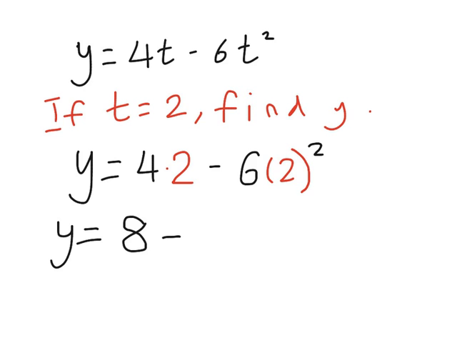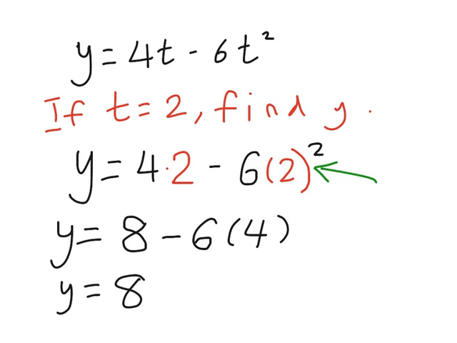We know from our order of operations that the square, right here, has higher priority. It goes first. So we do 6 times 2 squared. 2 squared equals 4. So that's going to equal 8 minus 24. 8 minus 24 is negative 16. And that's the answer.